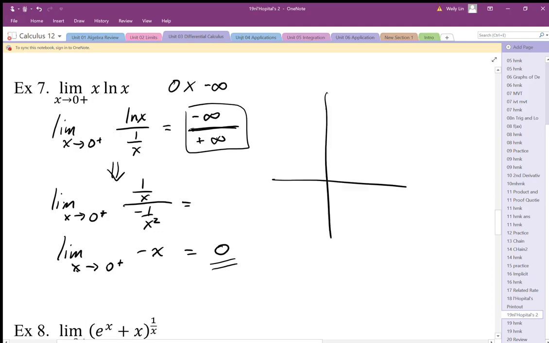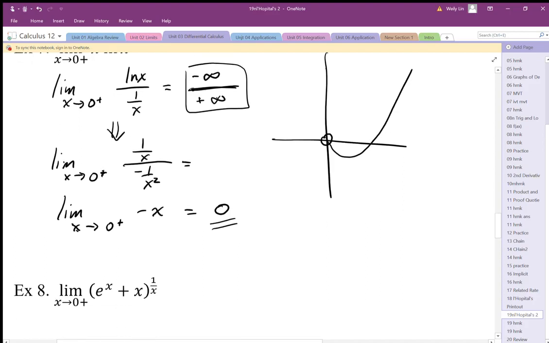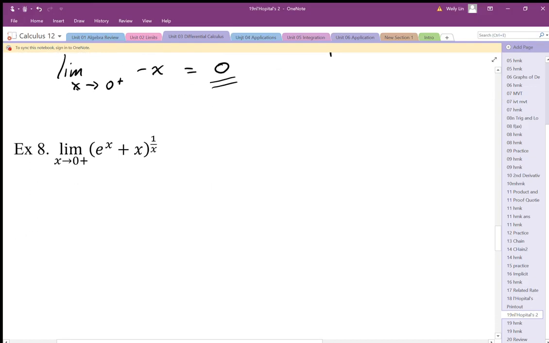And again, if you graph this function, it looks something like that. And there it is. It's going to approach 0 from the positive side. All right, next one here.